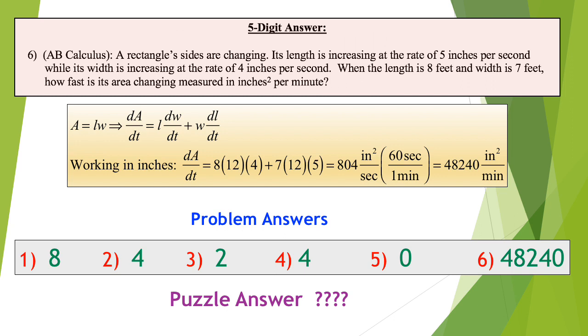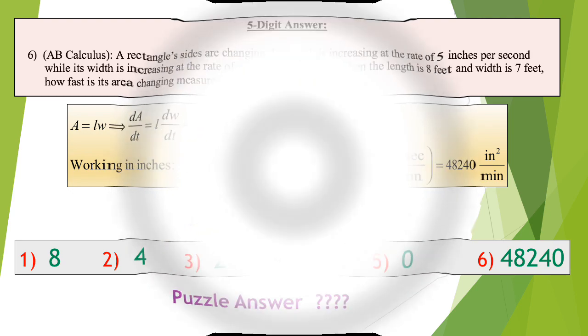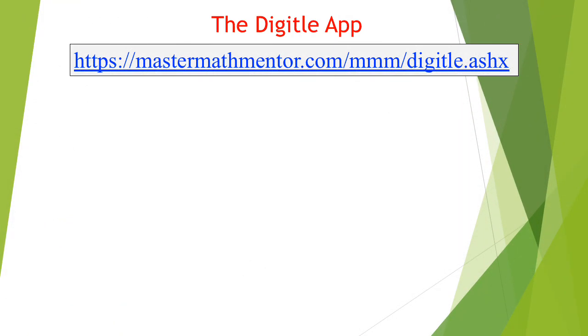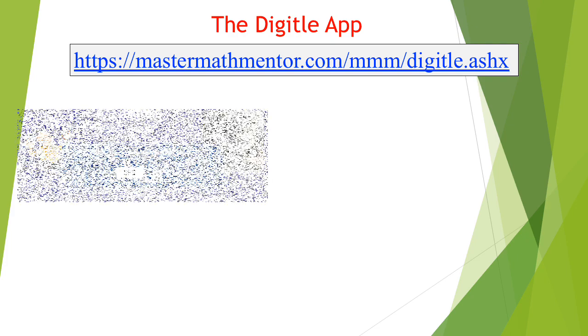We are now ready for the digital app. The digital app is not really an app, but it is a website that runs our digital game, similar to the original Wordle game. The URL is on every digital puzzle page, plus all over the digital page on the MasterMathMentor website. I suggest saving it as a favorite so you don't have to type it in all the time.